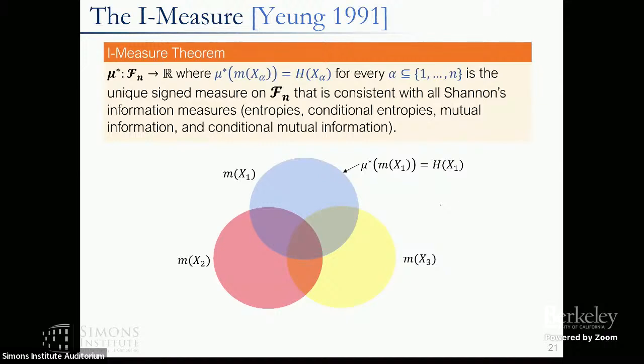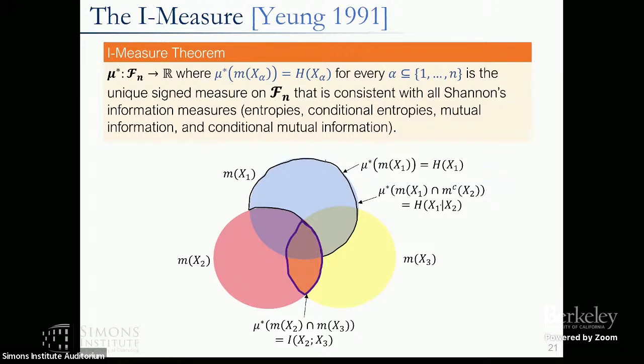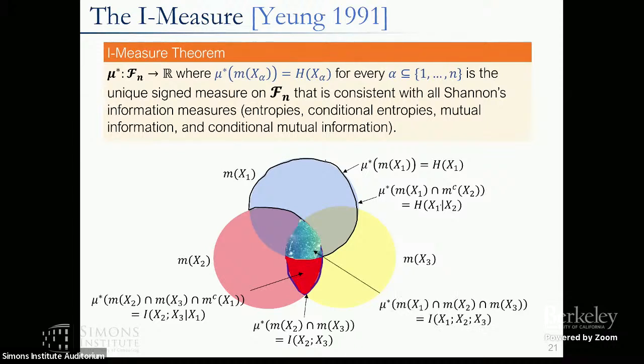Okay, and the theorem by Yeung says, basically, that this mu star is the unique signed measure on Fn that is consistent with all of Shannon's information measures. Okay, what does this mean? If we have, for example, here a set of 3 random variables, it means that if you apply the mu star to this region, it's going to be the conditional entropy. This region is going to be the joint mutual information. This part is going to be conditional mutual information, right? It is the intersection of the sets associated with x2, x3, and complement of x1. Finally, notice this part. This is a mu star of the intersection of all of them, and this does not correspond to any information theoretic measure. So it does not necessarily mean that everything is going to correspond to an information theoretic measure. And I will get back to this. You will see why this is important.